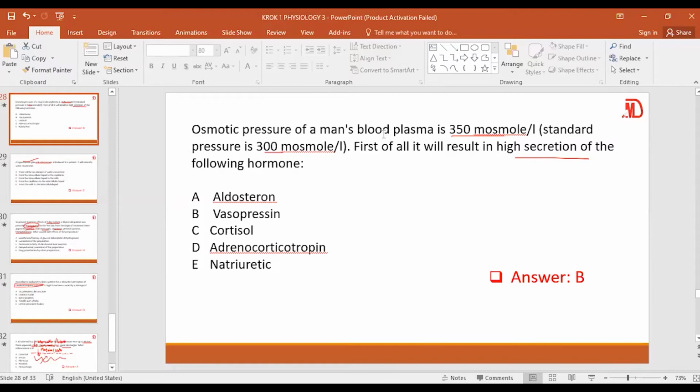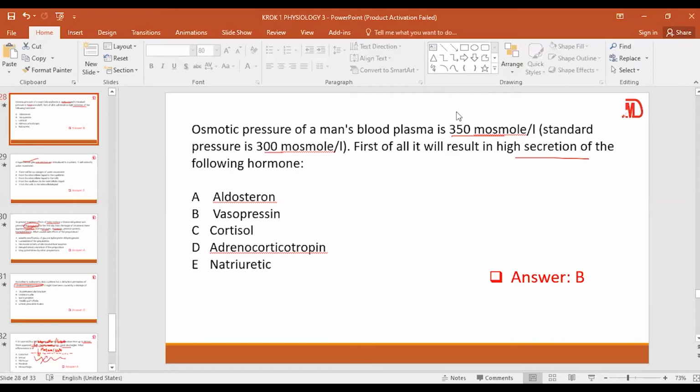And they are saying, sorry, this is not sodium. This is the blood plasma. The content of the blood itself is 350. So this has got nothing to do with sodium. Please take note, it has got nothing to do with sodium, but rather it has something to do with the solute. When we say solute, we are referring to the plasma. Great.